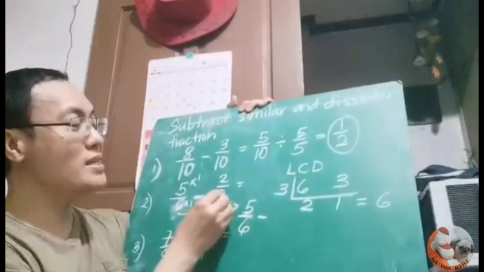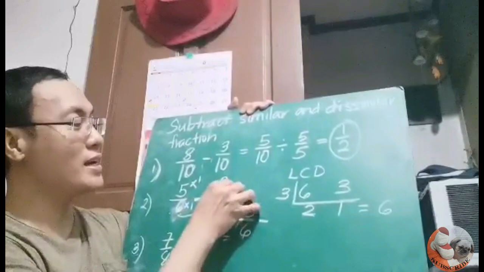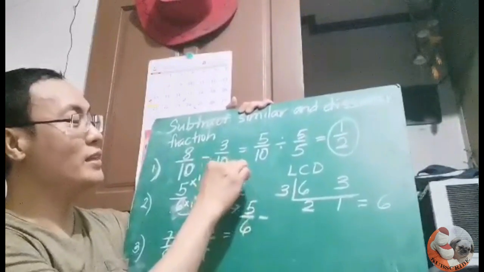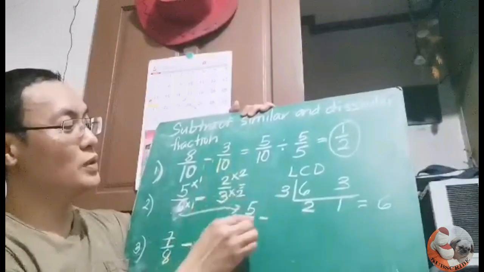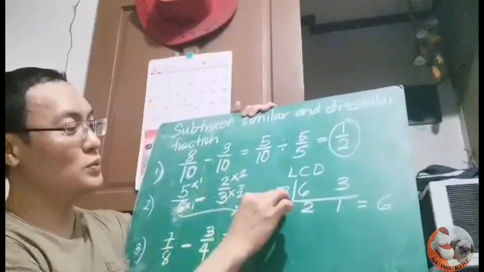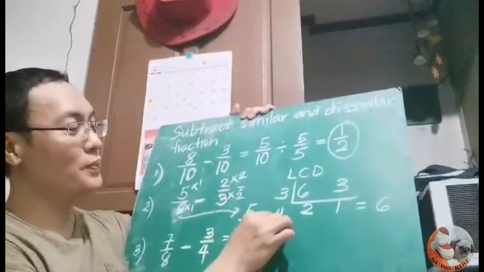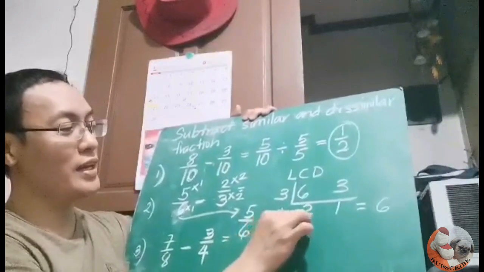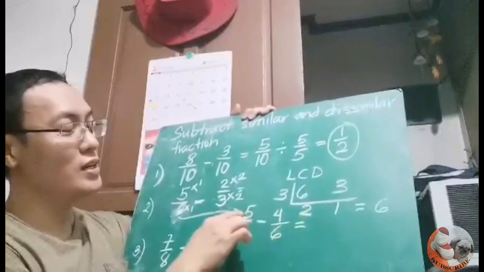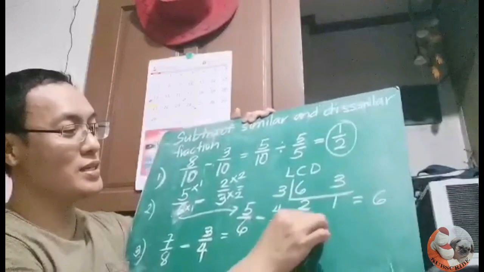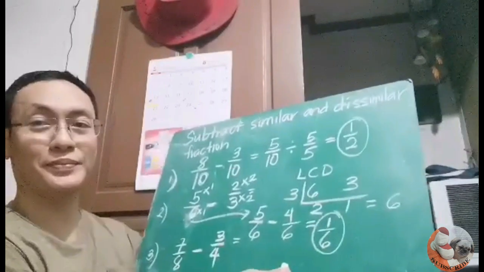So, paano magiging 6 yung 3? Multiply natin saan? Sa 2. Multiply din natin yung numerator sa 2. So, 2 times 2 is equal to 4. Lagay ko na lang dito. Then, 3 times 2 is equal to 6. Okay, then, similar fraction na siya. So, 5 minus 4 is equal to 1. Copy denominator, 6. So, the answer is 1/6.